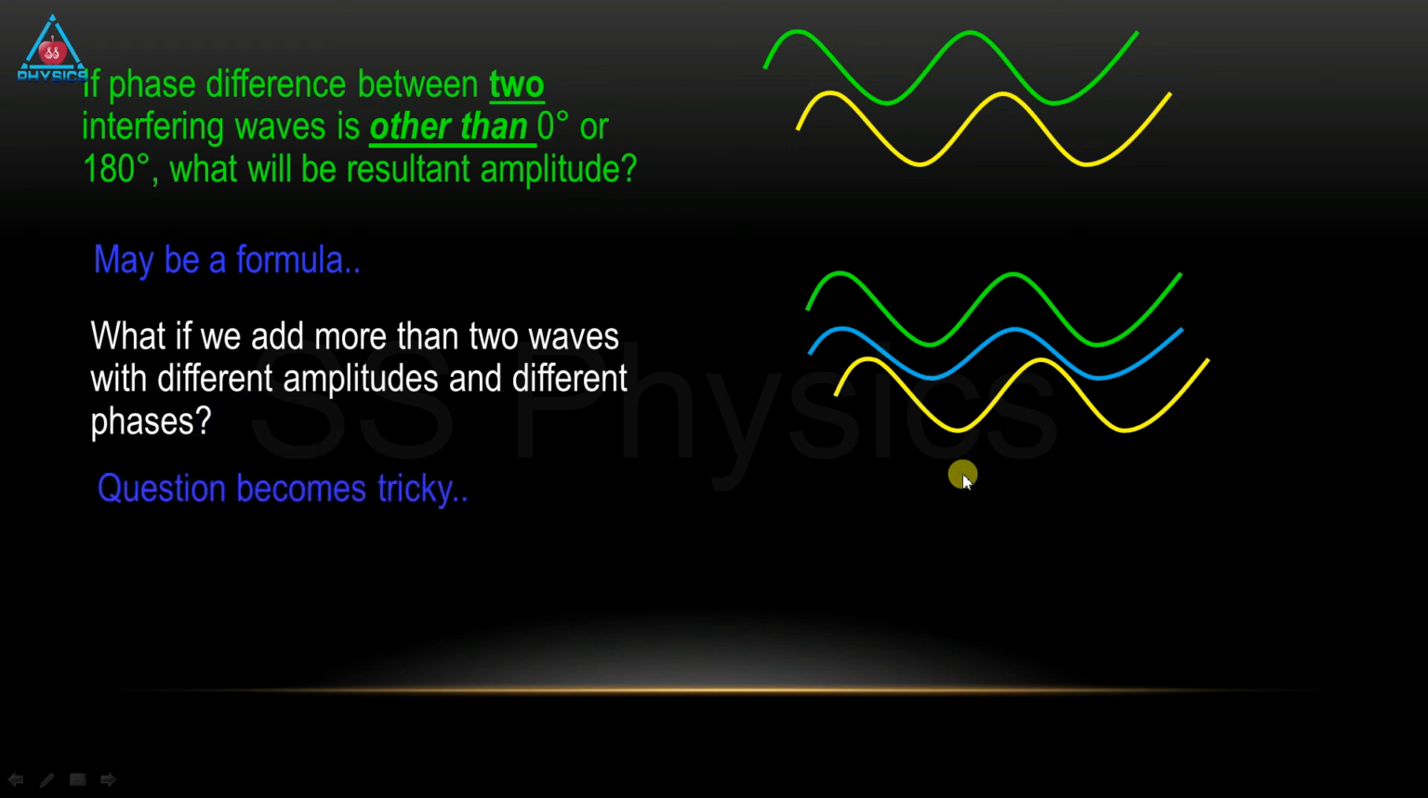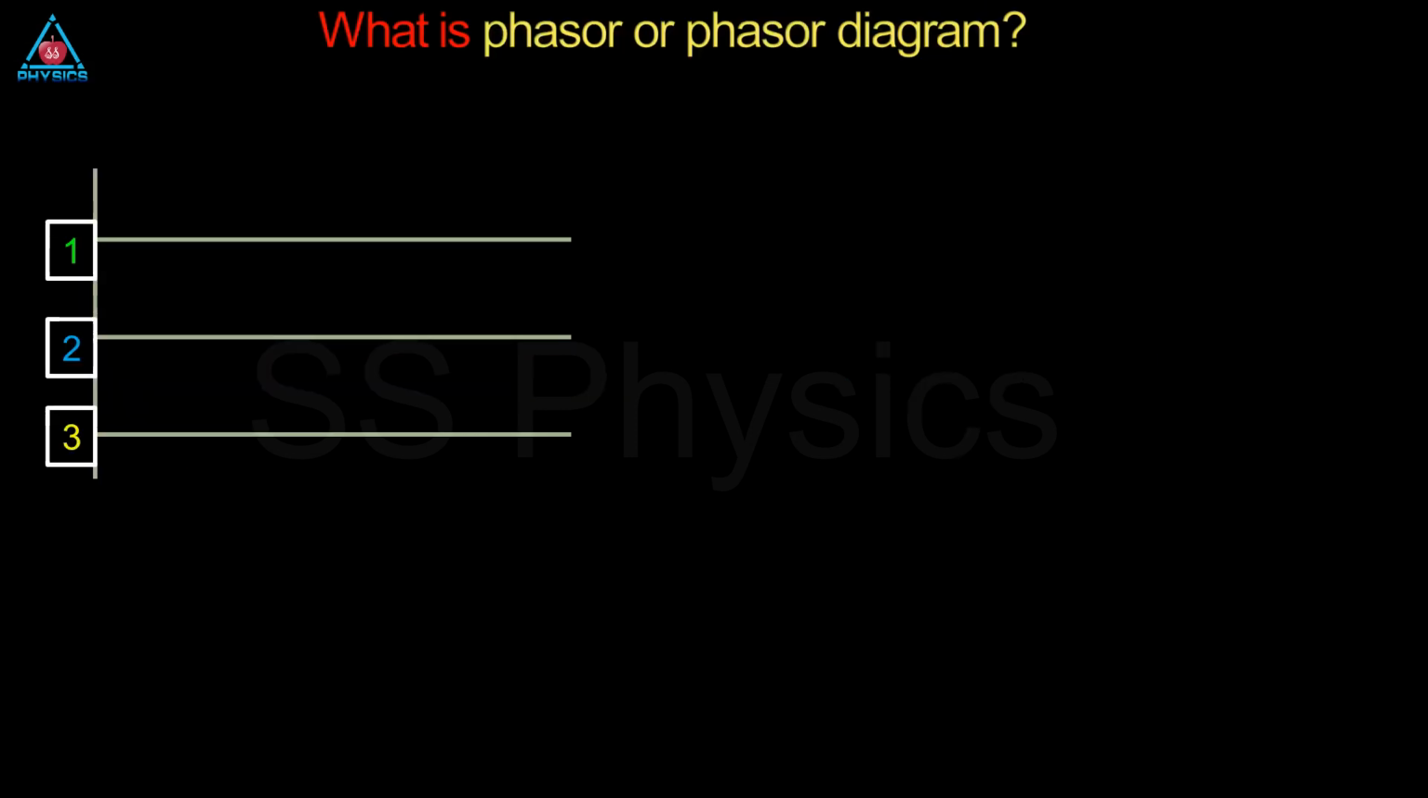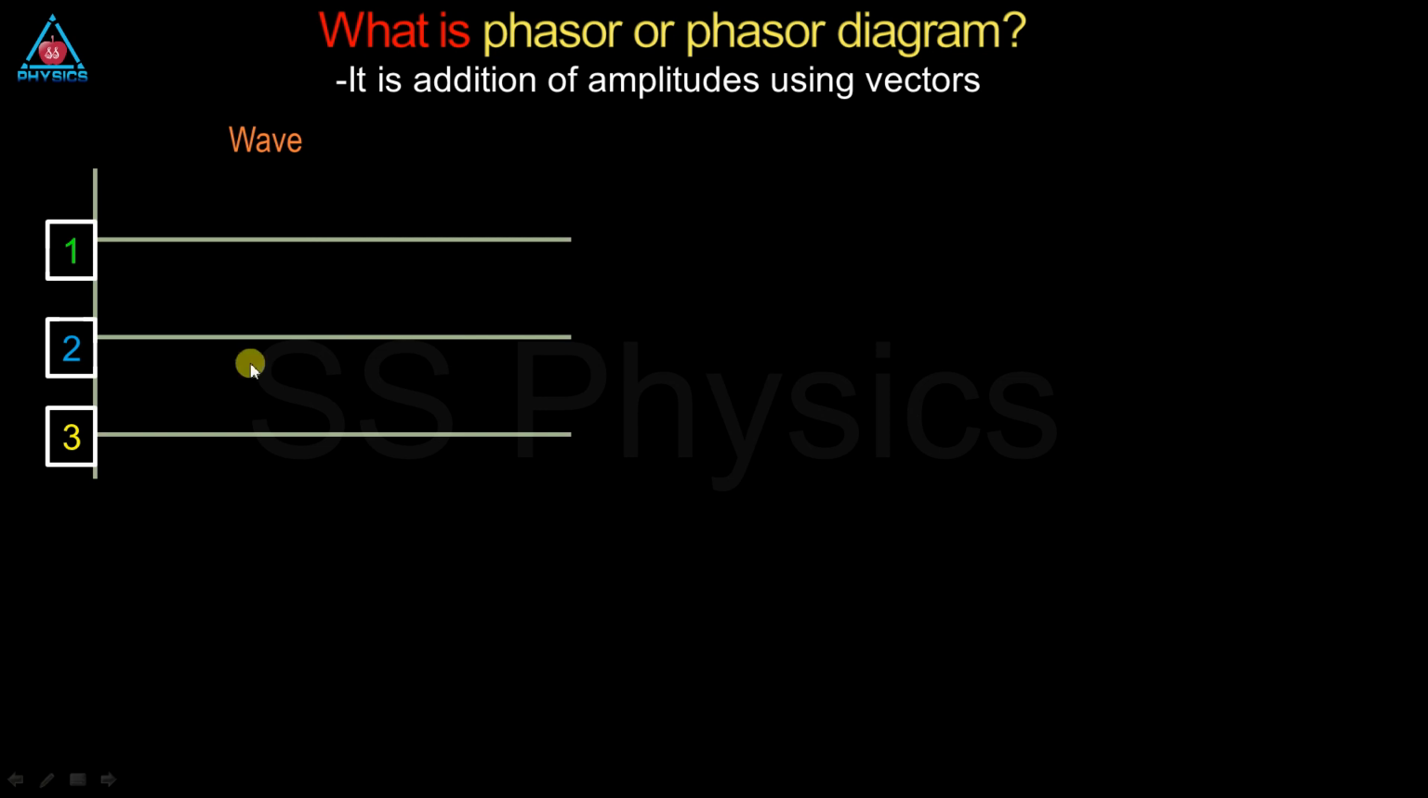Question becomes tricky. Phasor diagram solves this problem. What is phasor or phasor diagram? It is addition of amplitudes using vectors. So here we will draw waves and here we will represent these waves by a vector.